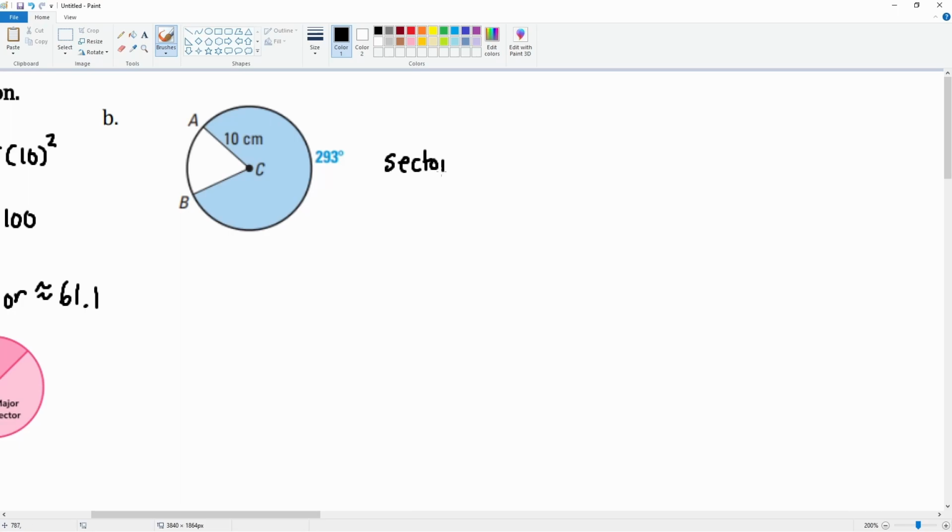The sector is equal to the theta, which is the angle. In here, it's 293 over 360 times pi r, which is going to be 10 squared. So we have 293 divided by 360. Okay, that does not simplify, and we multiply that by 100. And that gets you what? Whoa, that is like 81.4 pi, or if you want to use pi, it is 255.7. Okay, so there you go.